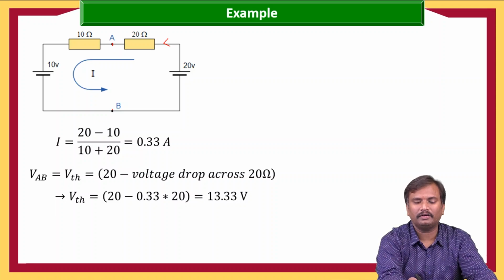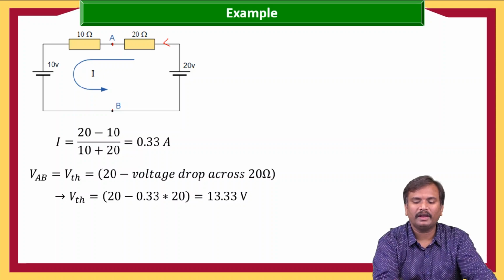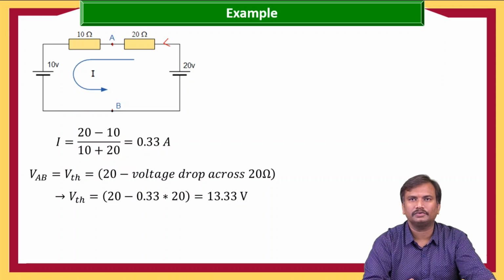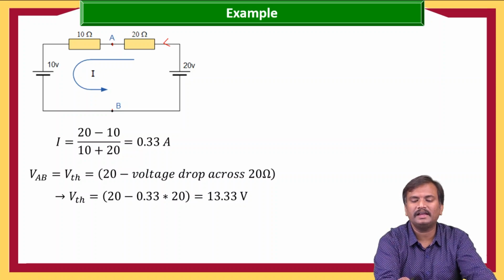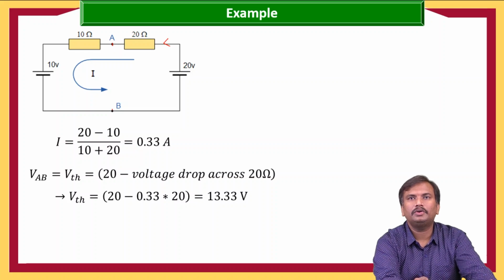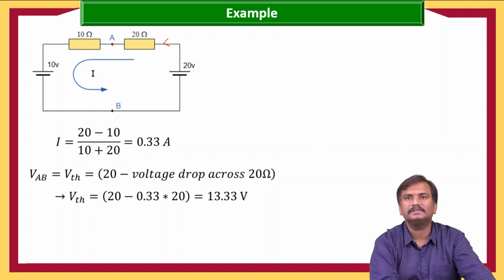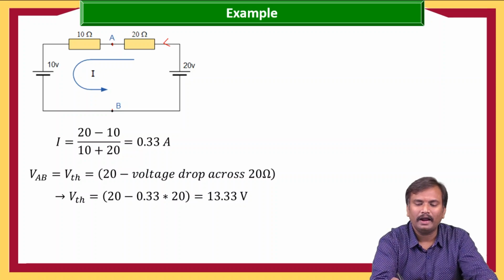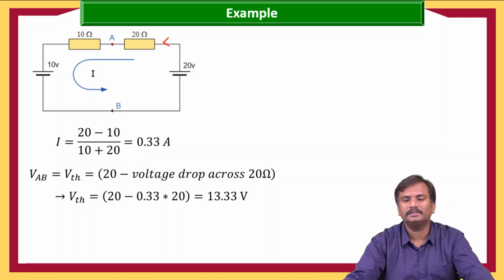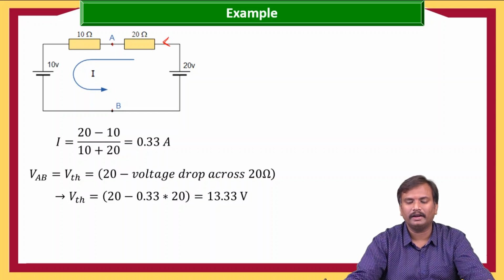In the anti-clockwise direction, we have the 20 volt source and the 10 volt source. So 20 minus 10 is the resultant voltage across the two resistors connected in series. So I is equal to (20 minus 10) by (10 plus 20), which is equal to 0.33 amperes. This current will flow in the anti-clockwise direction.